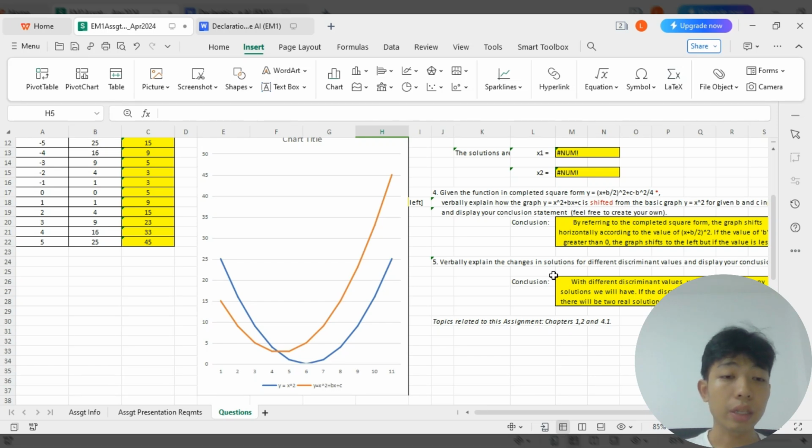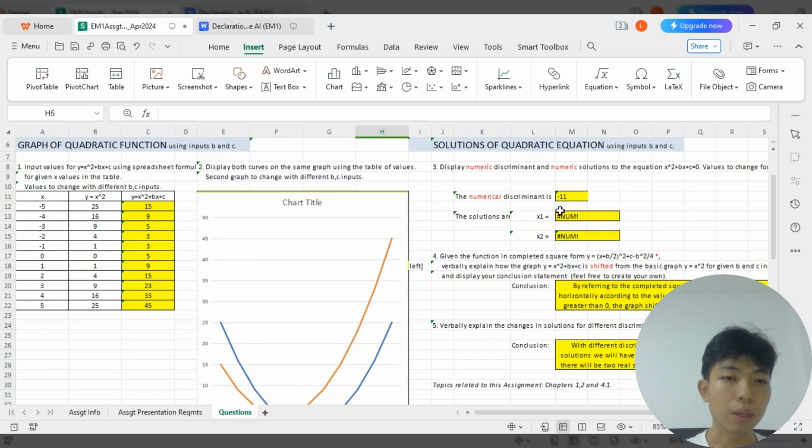To answer conclusion 5, with different discriminant values, we can guess how many real solutions we are going to have for the quadratic equation. If the value of the discriminant is positive, we have two real solutions. If the value is equal to 0, there will be only one real solution. If the value is negative, there will be no real solution. The answer will only be a complex number, like what happened with this problem. Here we get the discriminant value of minus 11, which is negative. That's why we don't have a real solution for this problem.